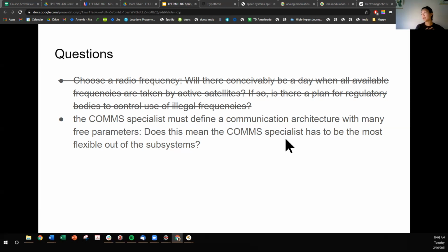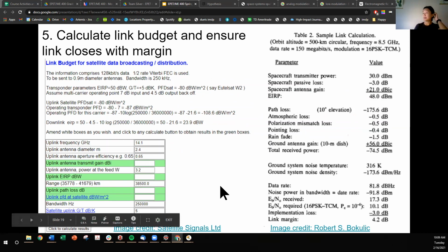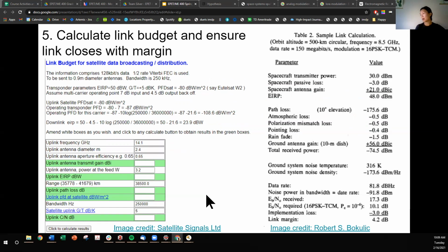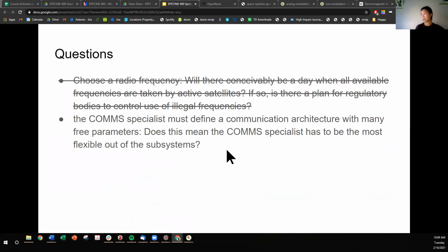Yeah, I think every subsystem specialist has different challenges. The challenge with the communications engineer is that there are a lot of variables here that you have to toggle, but it may come with experience and domain knowledge of things that work, like numbers that will work for you to hit a positive link margin. So I wouldn't say that it's particularly harder or you have to be more flexible. It's just a different kind of job.